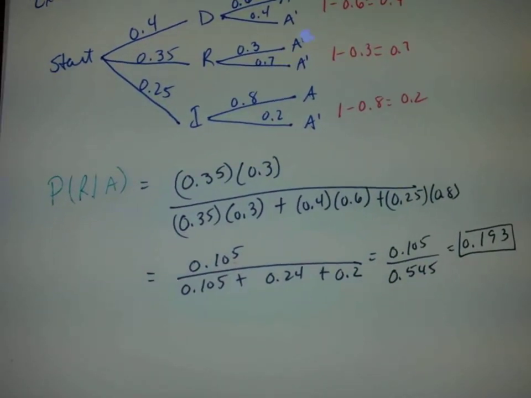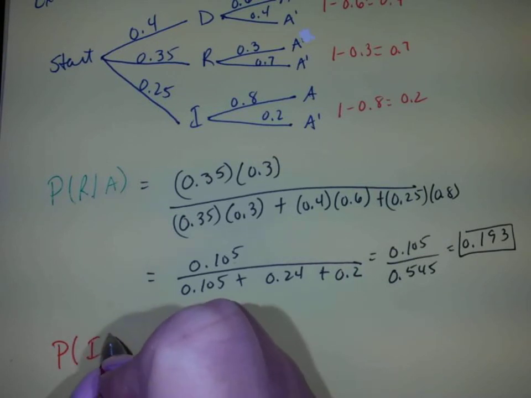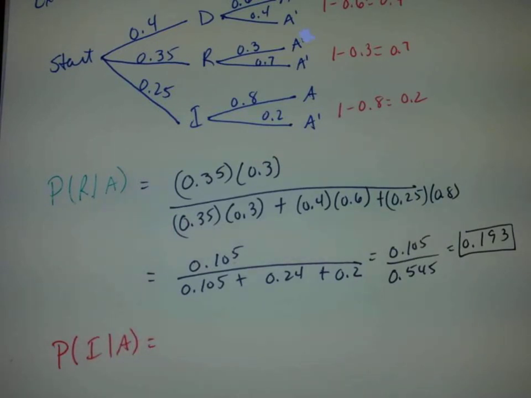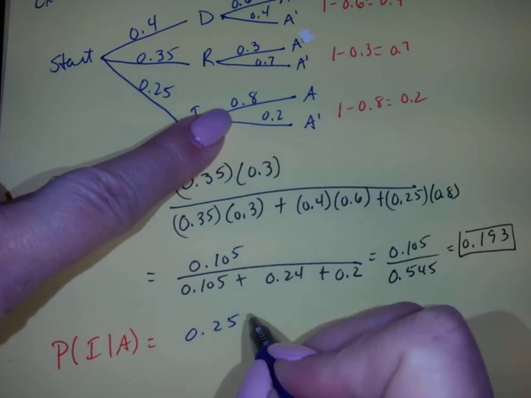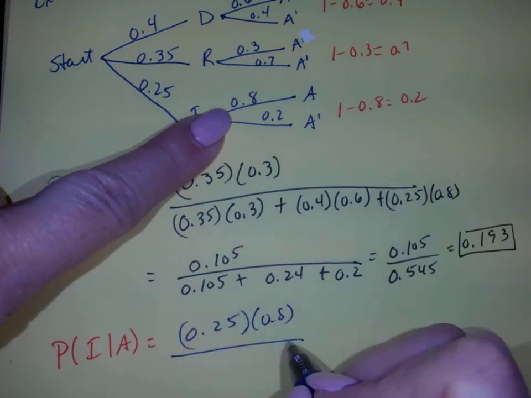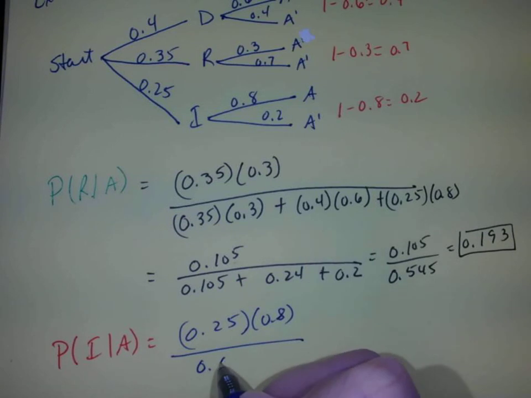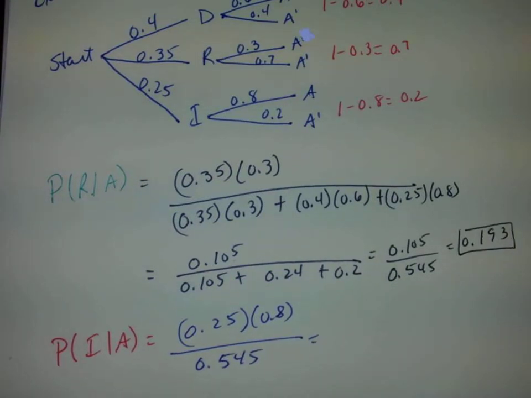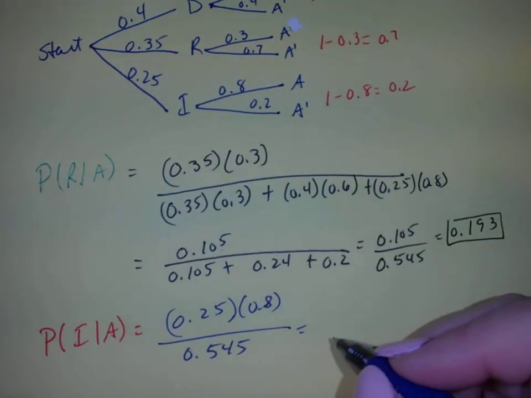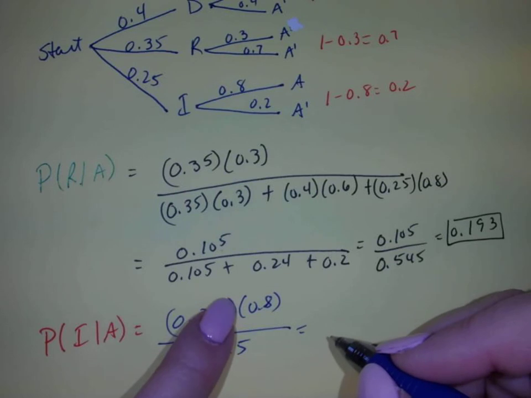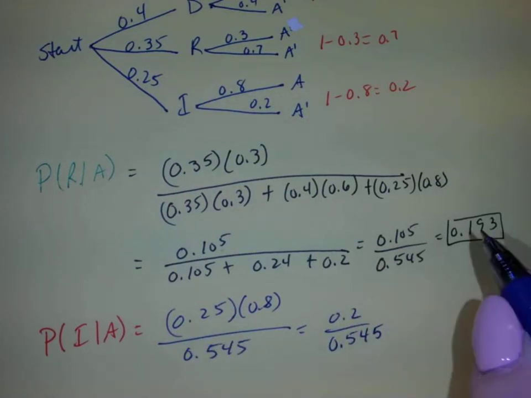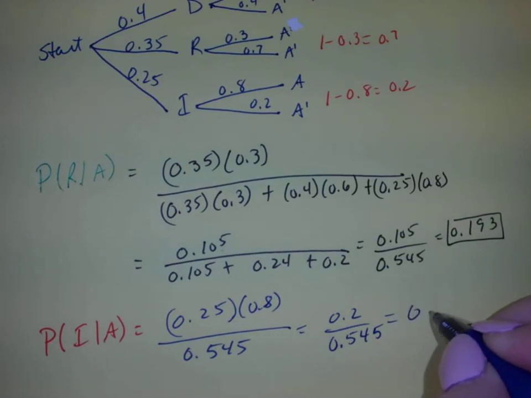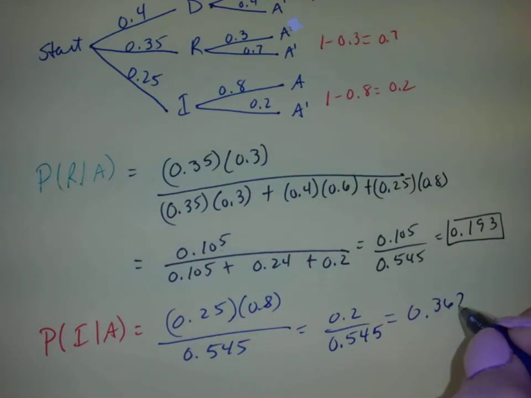All right, now the next one is we are looking at the probability of an independent given that they approved. Well, the independent is going to be 0.25 times our 0.8 over the same denominator. So when we have these multiple ones, once we get that denominator, it does go a little bit faster. So 0.25 times 0.8 got us 0.2, divided by 0.545 will get us 0.367.